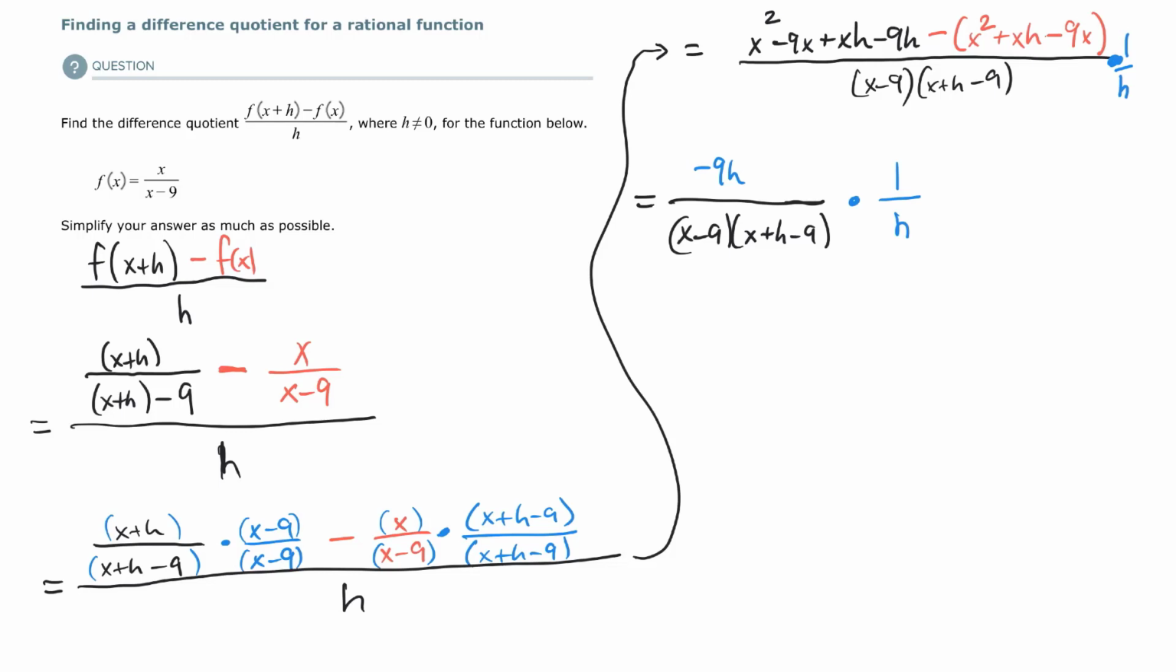Well, that's nice. The h's are factors here, so those reduce. So what are you left with? Negative 1 over x minus 9 times x plus h minus 9. Ta-da! And that is your difference quotient, or your expression for the average rate of change.